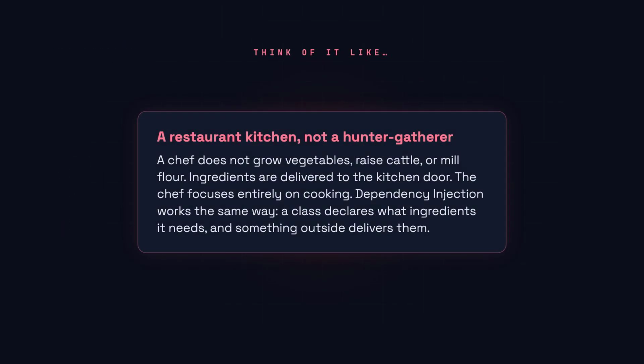Think of a professional chef. The chef does not leave the kitchen to grow tomatoes or raise chickens. A supplier delivers the ingredients. The chef's only job is to cook. Your classes should work the same way. Declare what you need and let something outside hand those things to you. That outside supplier is the injector, and the ingredients are your dependencies.